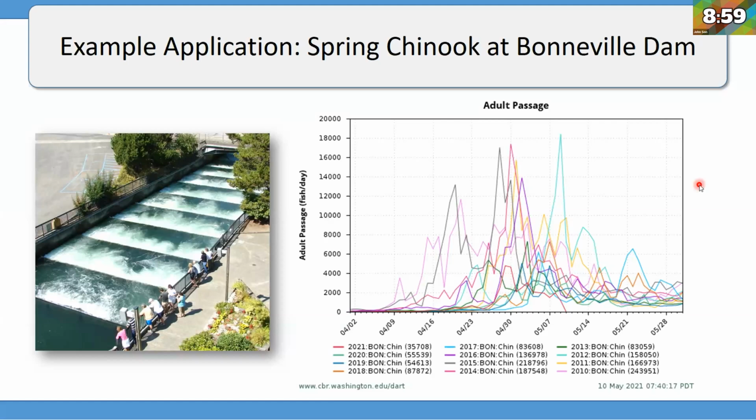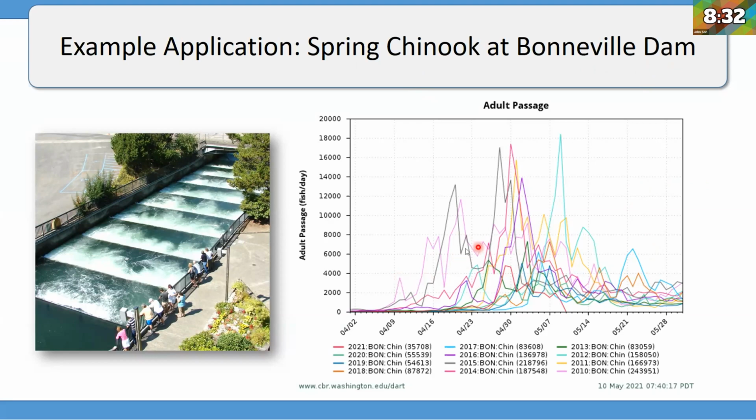So instead, I will just give an example of an application that we have in the Columbia River Basin. This is going to be an example of spring Chinook at Bonneville Dam. This is the first dam that they encounter as adults coming back into the river. And what I'm showing here is just the abundance of spring Chinook adult counts over the past decade or so. You can see it's highly variable.